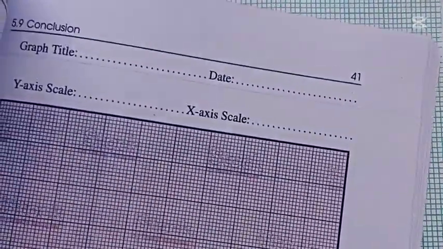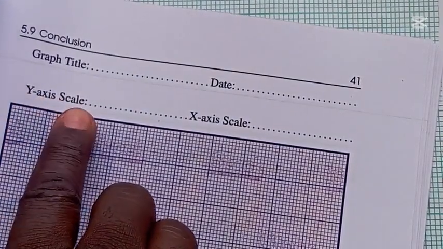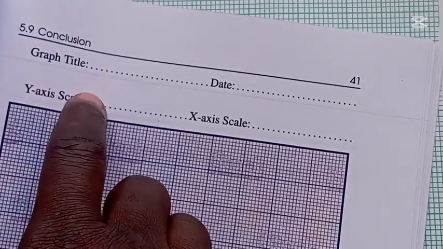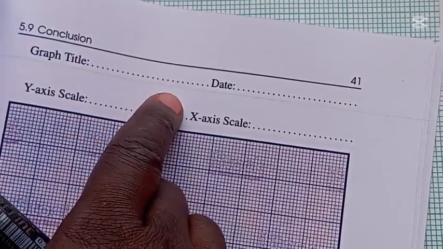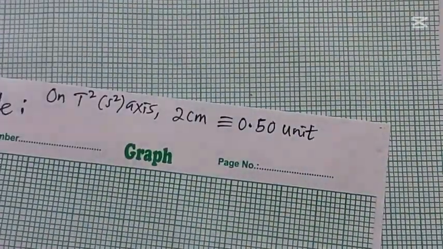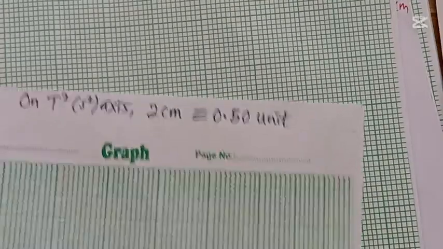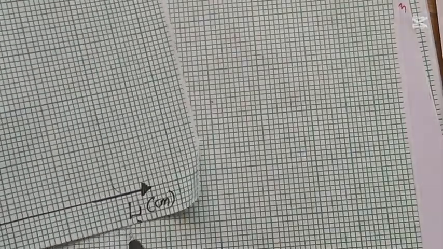But in the graph, let me show you that. You are given a graph sheet here, and this is where you write it, y-axis scale. You just write here 2 centimeters represent 0.50 unit here. That's that.